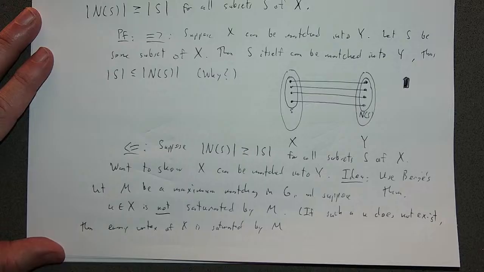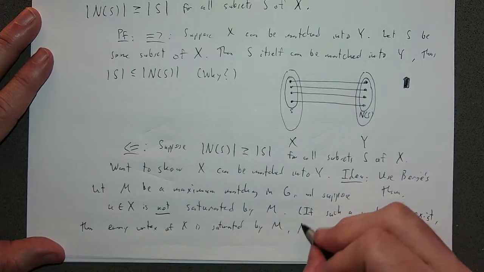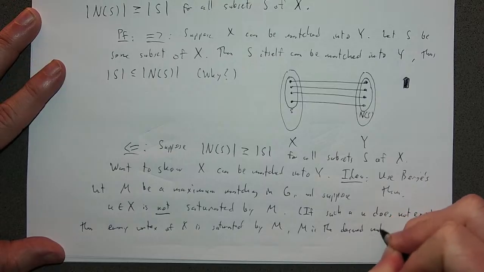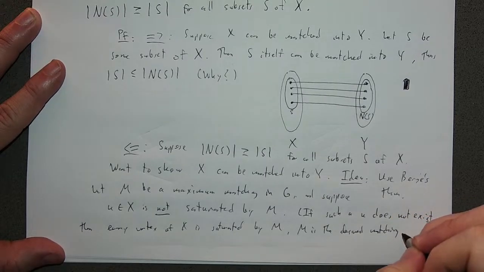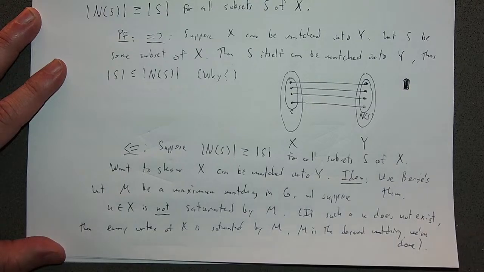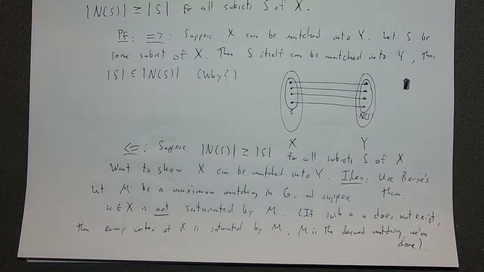And thus, M is the desired matching, right? And we're done. Right, because we're looking for a matching that saturates all the vertices of X. A matching that saturates every vertex of X is one where every vertex of X is an endpoint of one of its edges. Okay. Every time I rephrase this, you should understand why we come up with all these words, right?